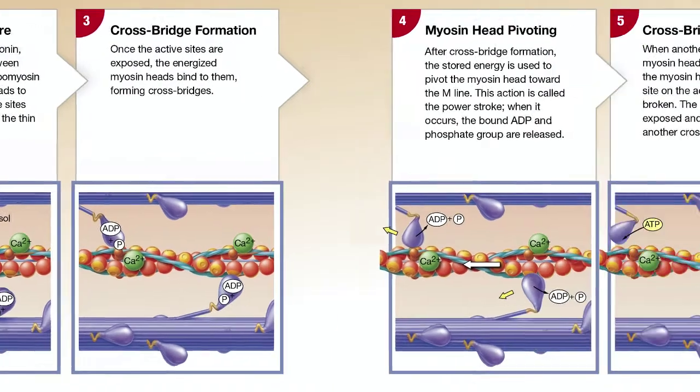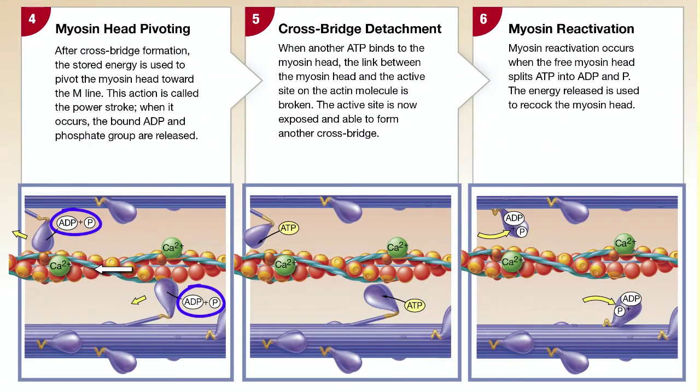Energy is stored in the myosin heads in the form of ADP and phosphate, and this energy is utilized to pivot the myosin heads towards the M line, the center of the sarcomere. As this power stroke occurs, the myosin heads release ADP and phosphate.